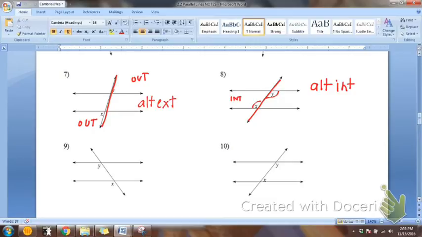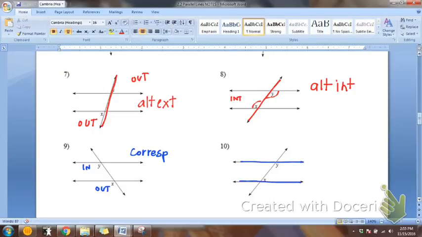Number 9, Samantha, what'd you say? Tricky, right? One's inside, one's outside. If one's inside, one's outside, they're always going to be corresponding. Good. Belinda, you want to try number 10? Yeah, let's try it together.